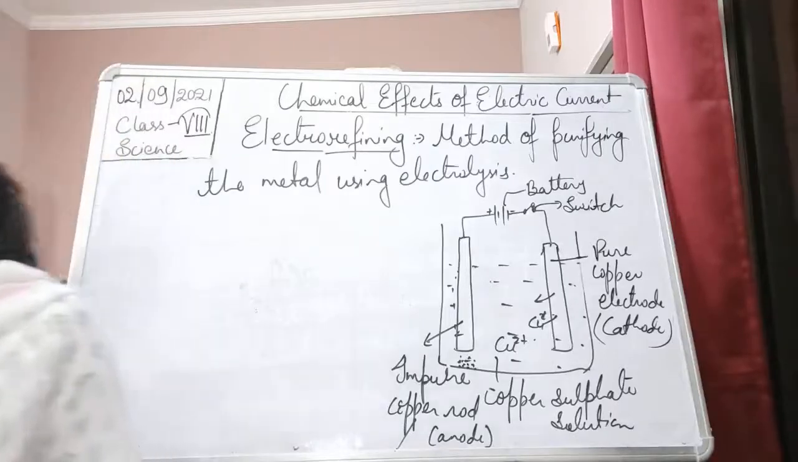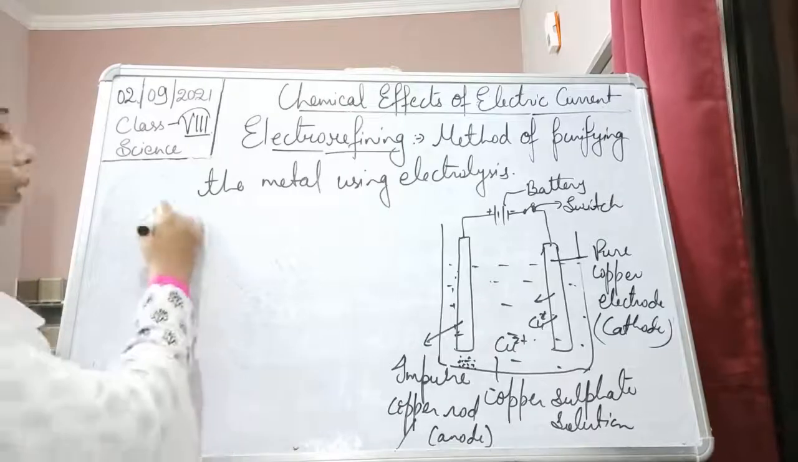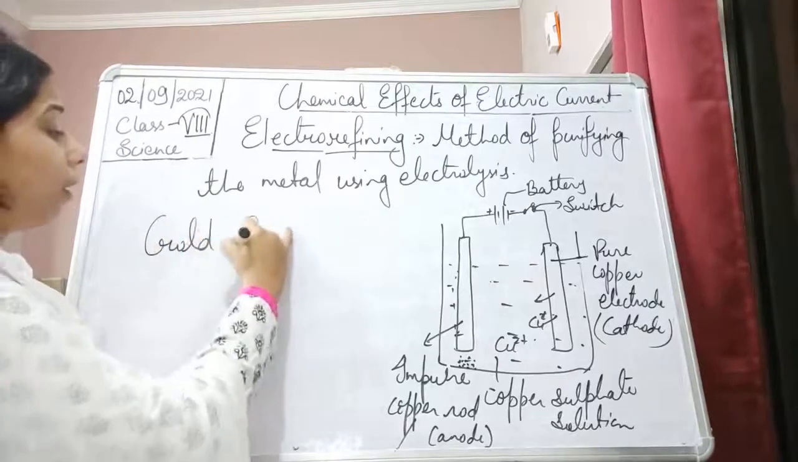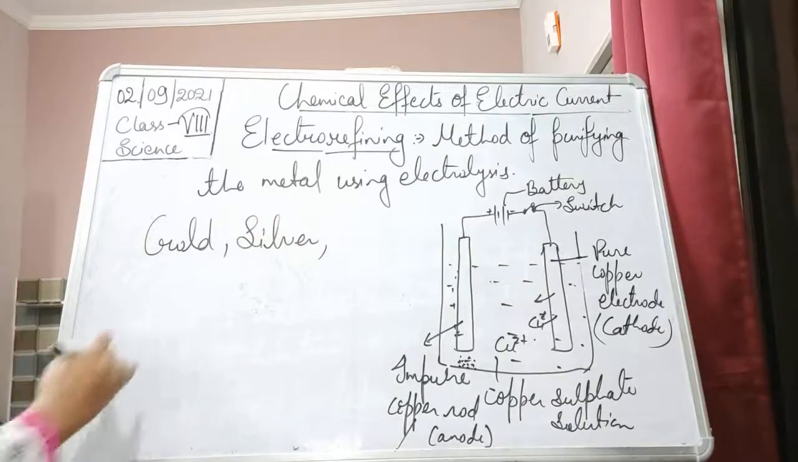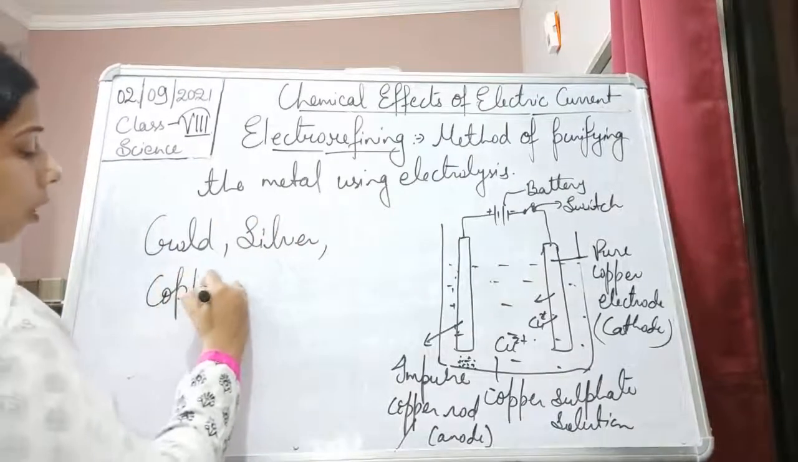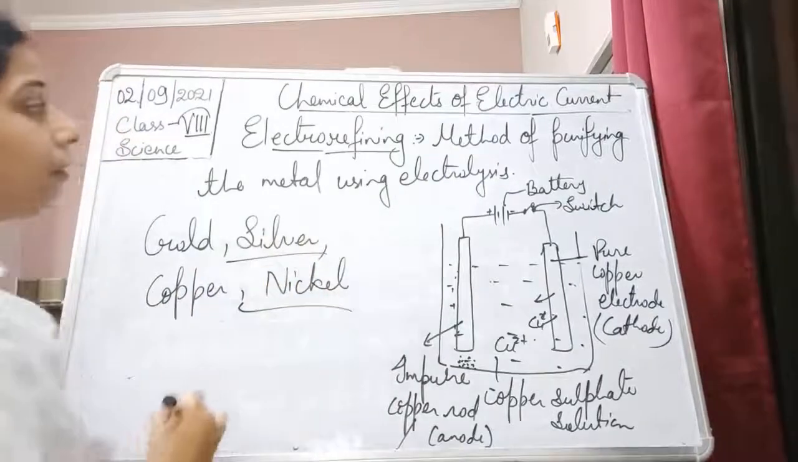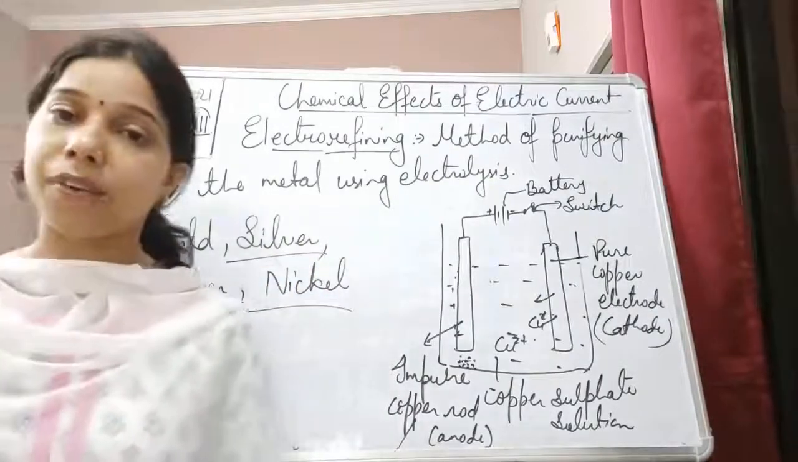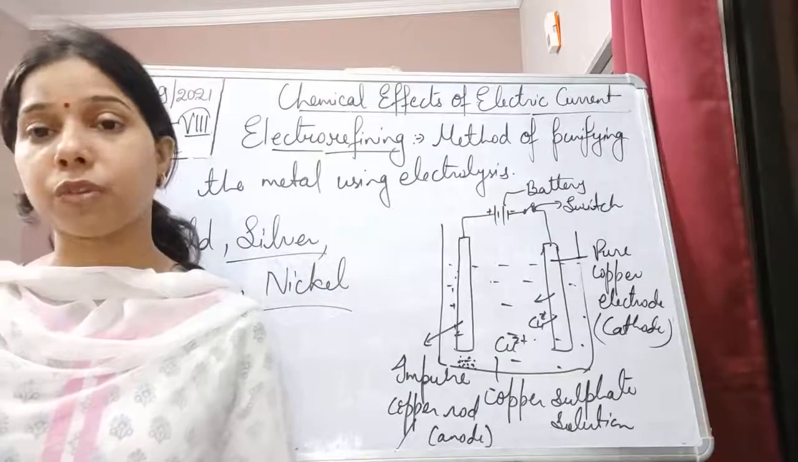This process is basically used to purify metals like gold or silver, and even nickel and copper, students. In order to purify them, we use the process of electrorefining. So these are the two different applications of electrolysis.